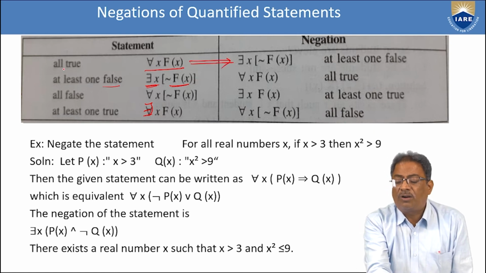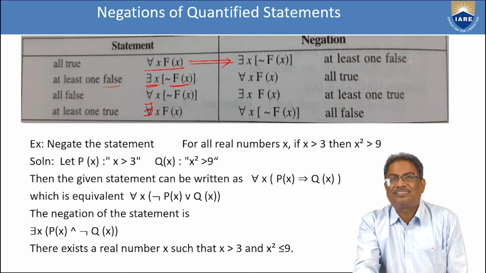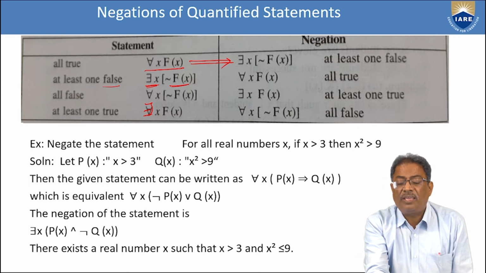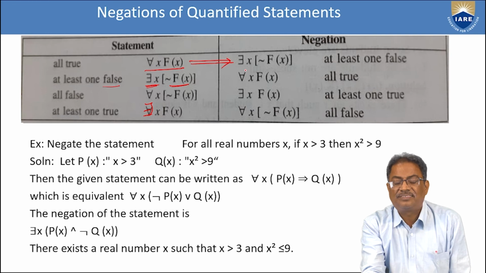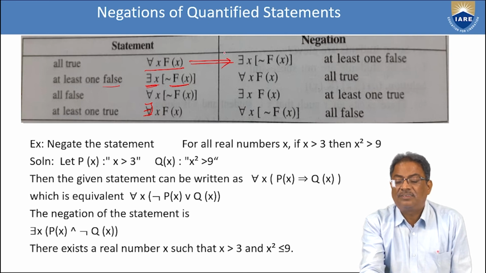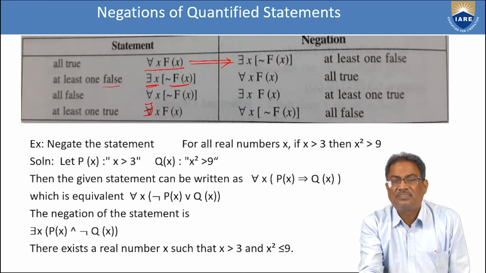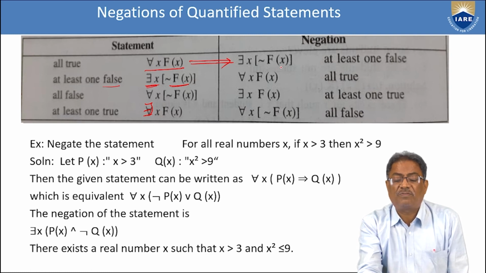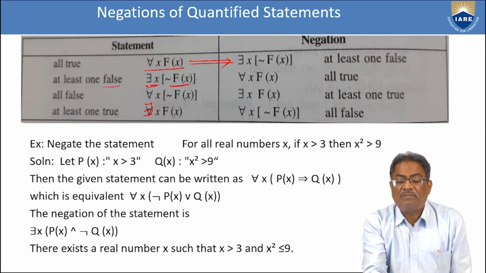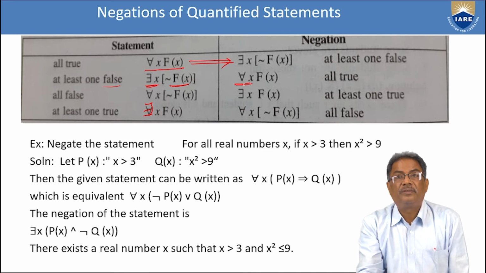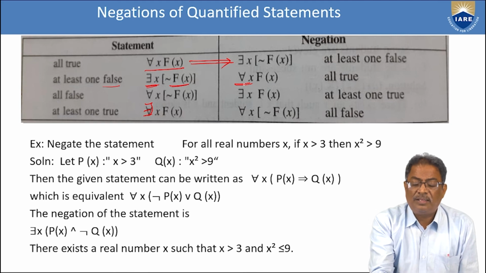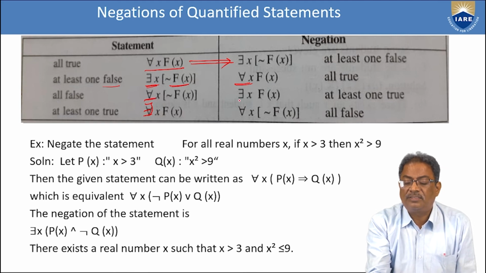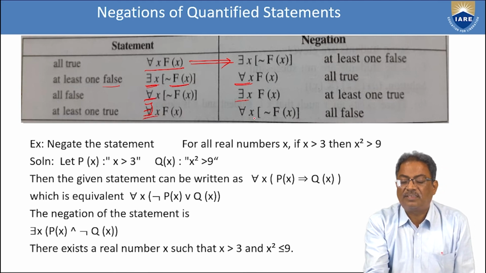So all true, at least one false. So the negation of for every is there exists, and false, the negation of f of x. Then the negation is the negation of f of x. So the negation of there exists is for every. Similarly, the negation of for every is there exists, and the negation of there exists is for every.